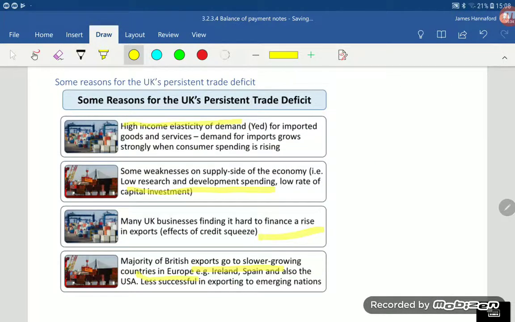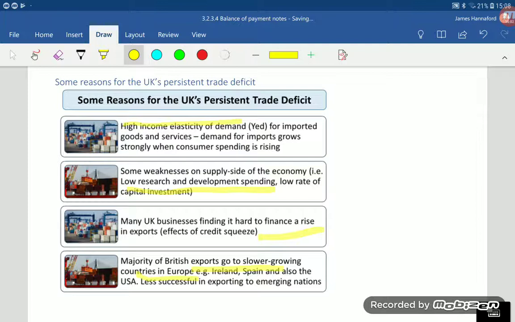So here are some reasons for the UK's persistent trade deficit. Well, the first one is that we have a high income elasticity of demand for imported goods and services. Therefore, if our income increases by 1%, we are demanding, say, 3 or 4 or 5% more imports. We are simply much more likely to purchase imports when our income increases.